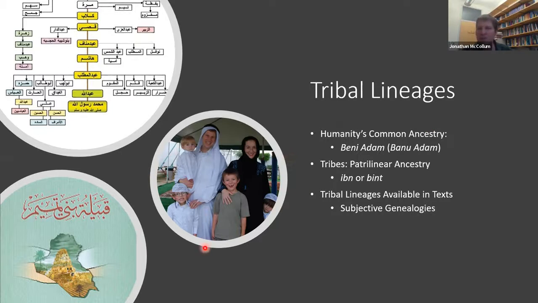This is me and my family when we were living in Qatar in the Persian Gulf. In the Persian Gulf, tribal lineages are very important. And most individuals can go back 4 or 5 generations just with their own name and tell their ancestors, their male ancestors. Now, in other regions that have been urbanized and have gone through state centralization, tribal lineages are less significant.